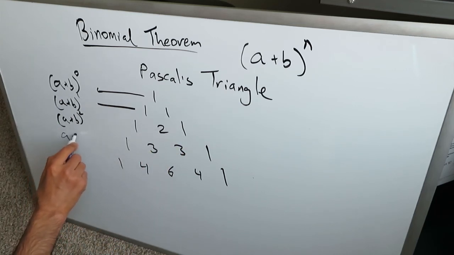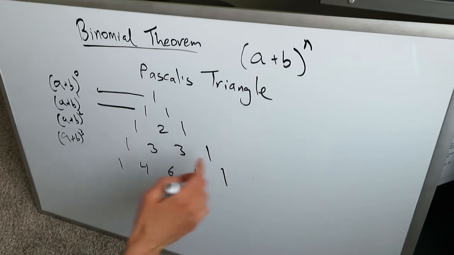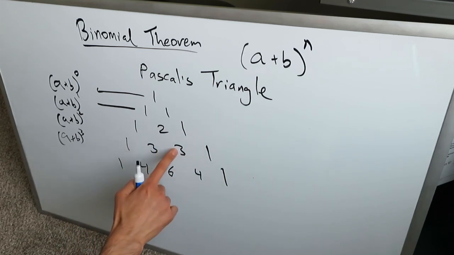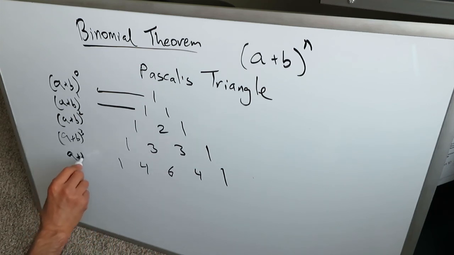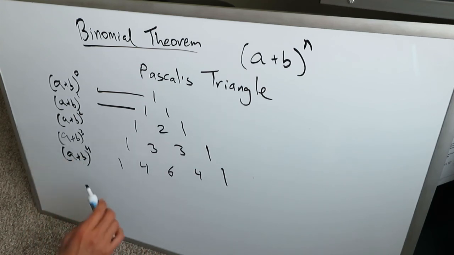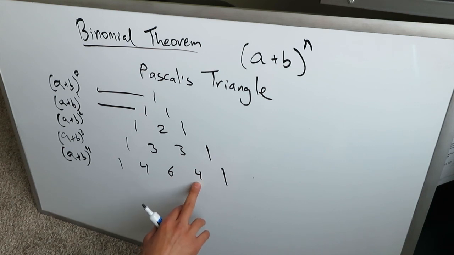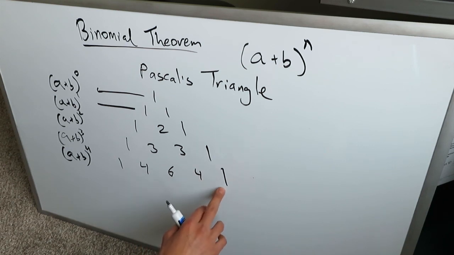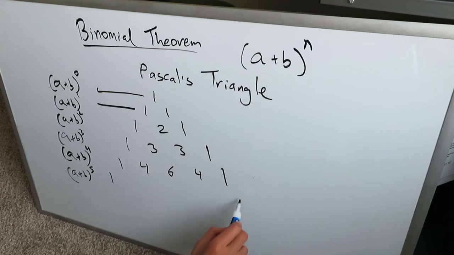And look at this, a plus b whole cube will generate another symmetrical row: a cube plus 3a square b plus 3ab square plus b cube. And the example I just showed you before this was a plus b to the power of 4: a to the 4th plus 4a cube b plus 6a square b square plus 4ab cube plus b to the 4th. You can imagine if we had a plus b to the power of 5, what we would have. Just by using Pascal's triangle, it would be this. We'll have 1 at each end.